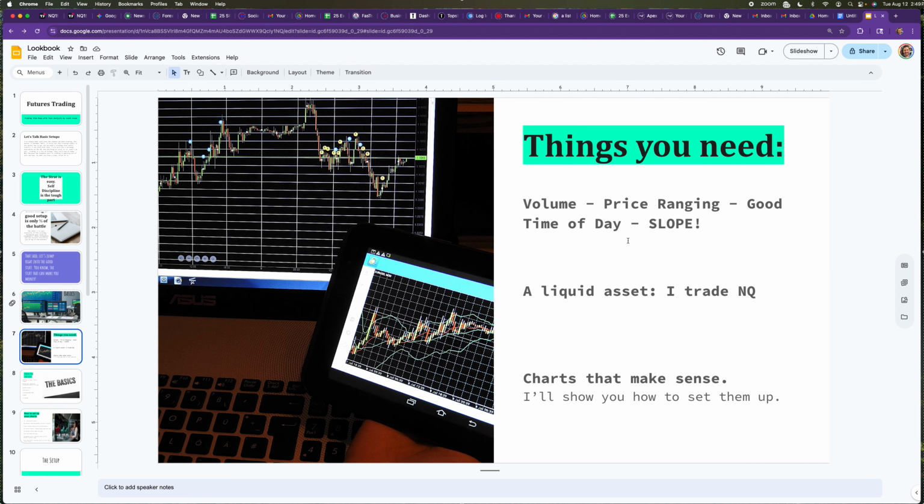Okay. You need a liquid asset. Okay. I trade the NQ. It's very liquid. You can get in and out very easily. It's got a tight spread. You're not having to pay multiple ticks up to get in with a market order or multiple ticks down to get out with a market order. It's a tight spread for the most part, and it's a good liquid asset. You can also trade ES, which is the S&P 500 futures. I like NQ because I find it to be very predictable. Okay, and you need charts that make sense, and I'll show you how to set those up.